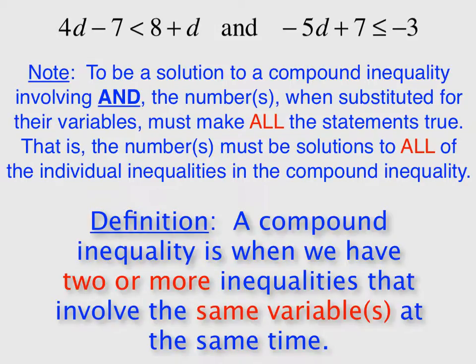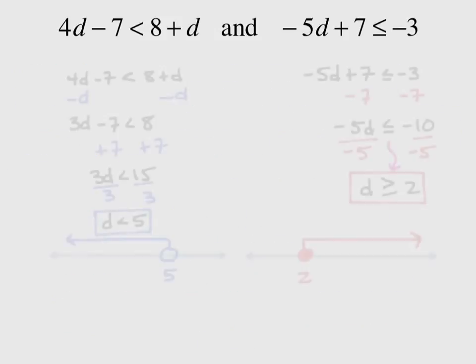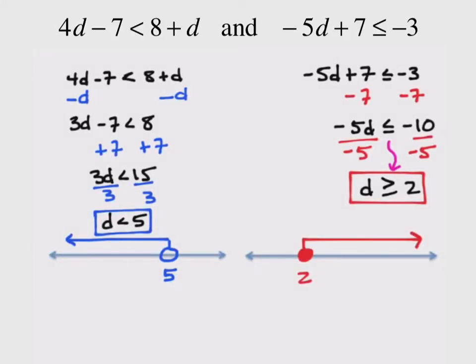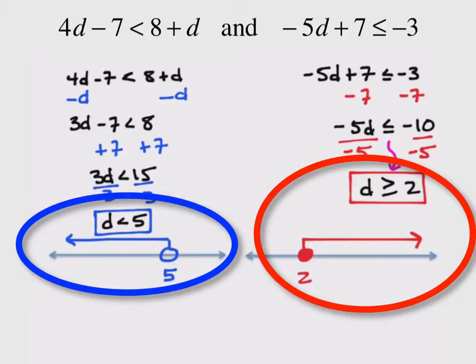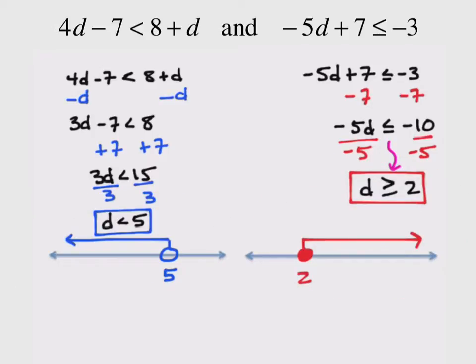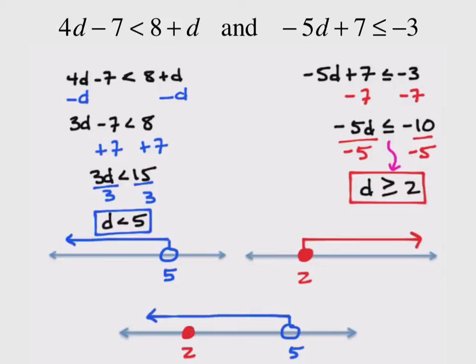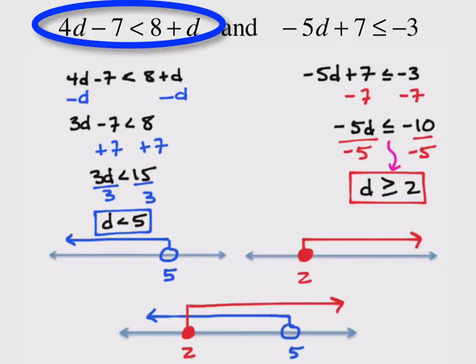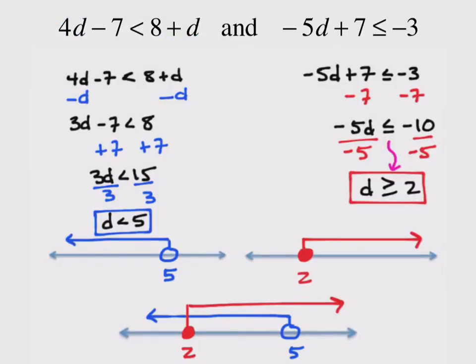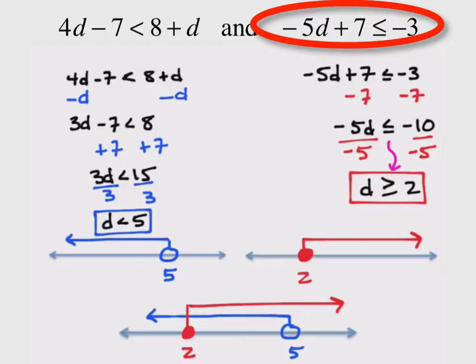So how do we go about solving a compound inequality? Actually, it's going to be in much the same way that we did before with individual inequalities. We actually have to solve each individual inequality first. And we've actually already done that. But what we're going to do now is take both of these graphs of the individual solution sets and place them on the exact same number line. If we look at this graph, all the numbers that are colored blue are going to make this statement true. That is, all numbers less than 5. All of the numbers that are colored red are going to make this statement true. That is, all numbers greater than or equal to 2.